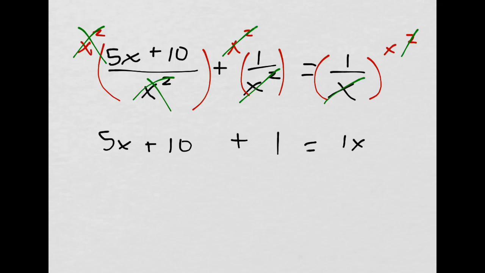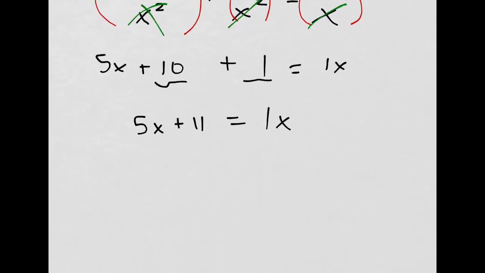What do you think we do now? Combine like terms. You're right. What are the like terms then? Yeah, you can only have like terms that are on the same side of the equation. So we have 10 and 1, so we'd have 5x plus 11 equals 1x. Now what?